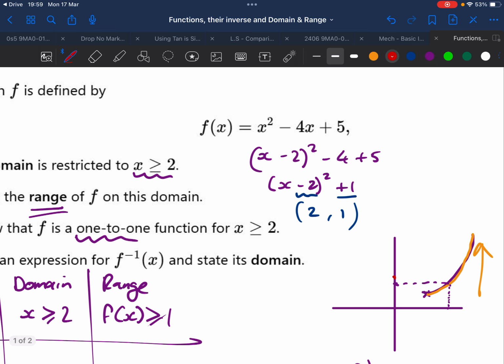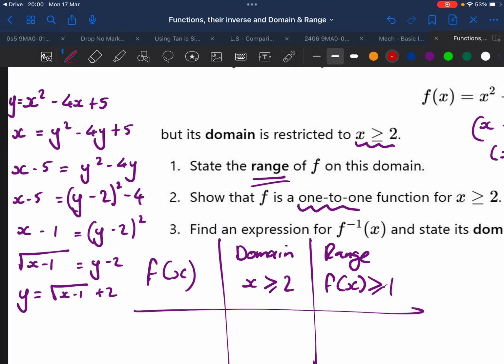Well, you might remember from inverse functions, it's often useful for us to sketch y equals x and reflect in this. And if I do that, what would the shape look like? It would look sort of something like this. Now, clearly, this only takes positive values. It can't take negative values.